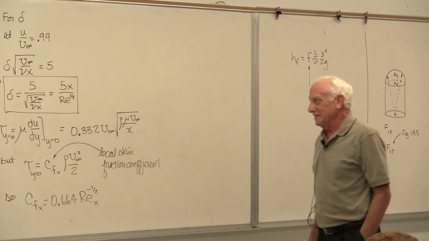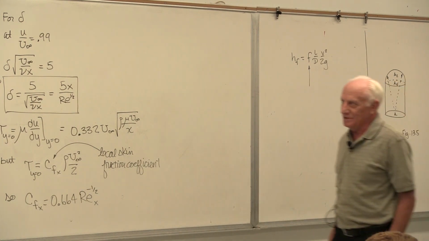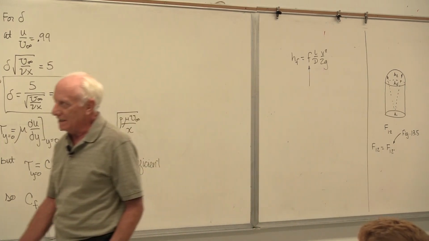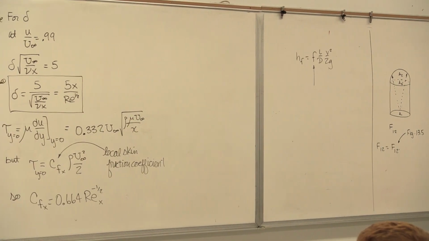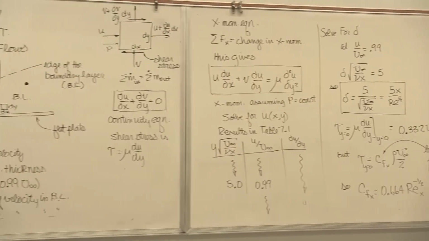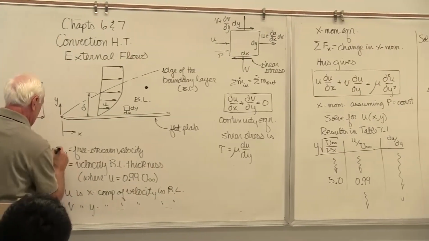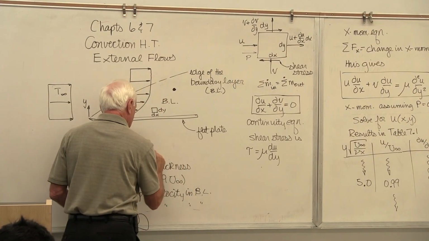Now we have to shift gears. We're no longer looking at the velocity boundary layer. This is heat transfer, ME415. We're interested in temperature. So now we change things. This becomes the approaching free stream temperature, T infinity, the free stream temperature.